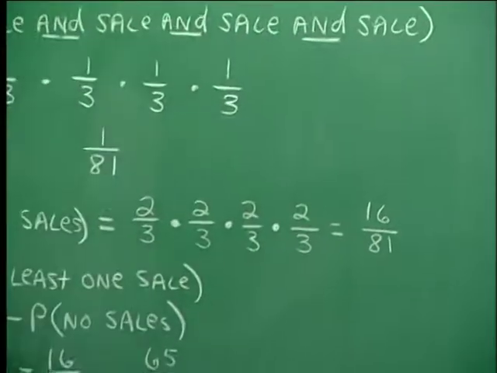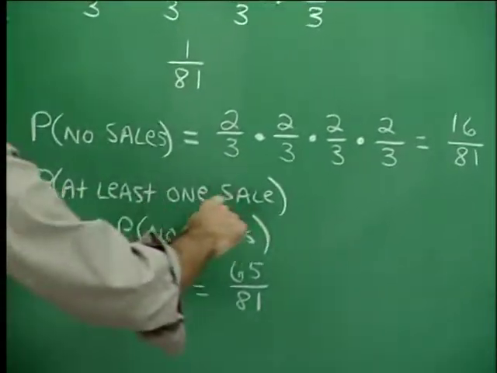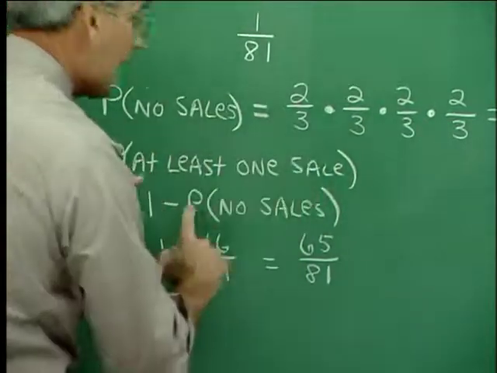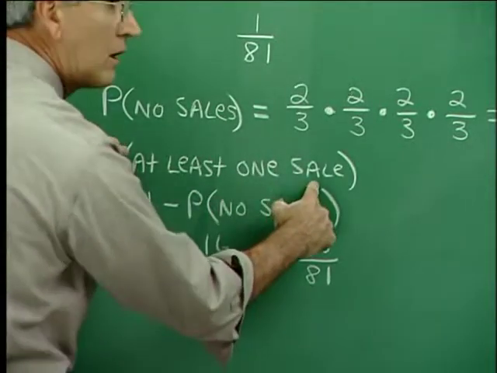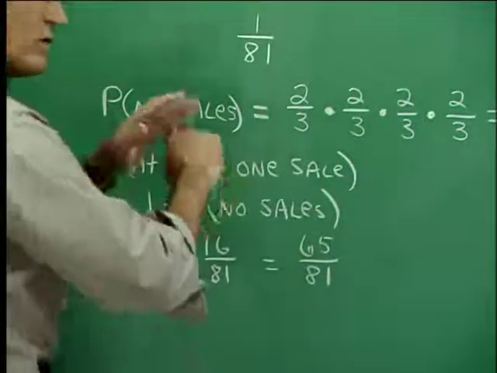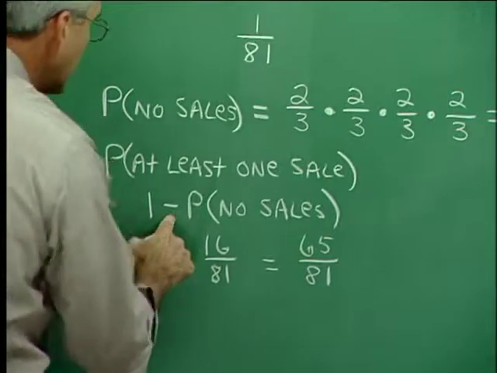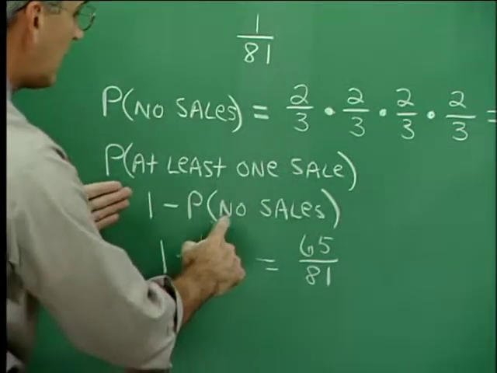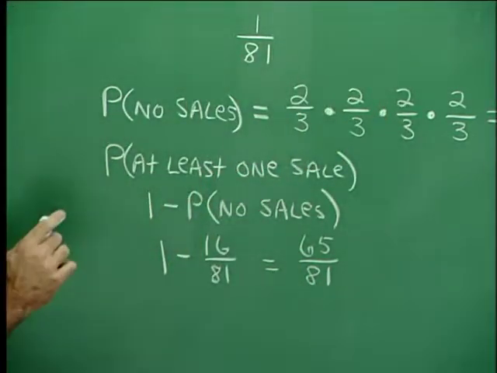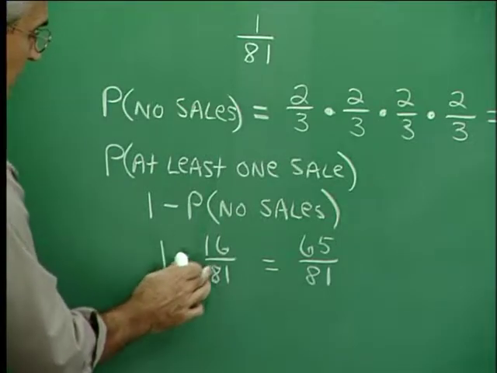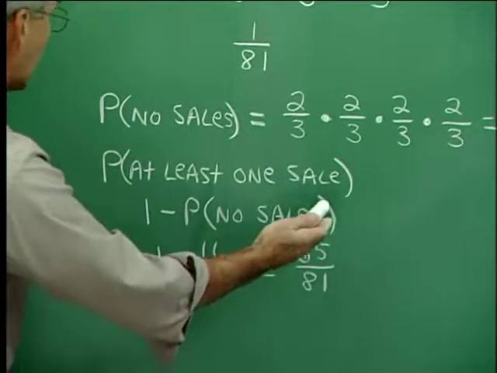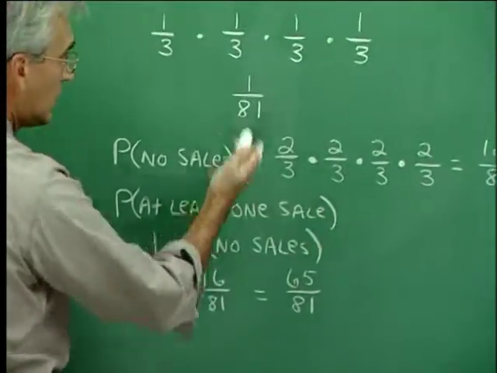Another way is to approach it using the complement of this. Now, the complement of this means it is not the case that at least one sale occurs. You see, if at least one sale does not occur, then that means no sales. So it's 1 minus the probability of no sales. Now, we just calculated the probability of no sales to be 16/81, so it's 1 minus 16/81, or 65/81. Pretty good probability then of having at least one sale in those 4 visits.